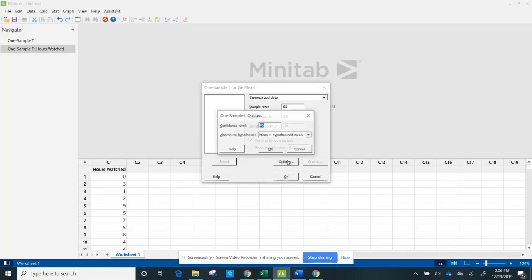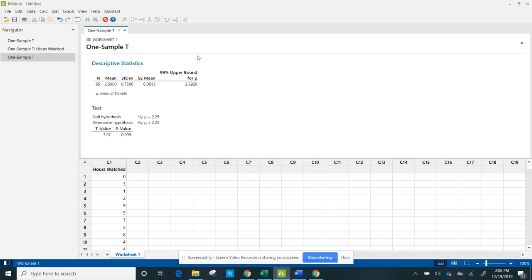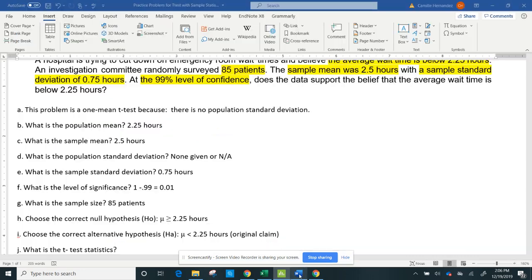So go to Options, 99 for this one, because remember I wanted a 99% level of confidence. And now the alternative is that the mean is less than the hypothesized mean. Not greater than, not not equal, less than. Hit OK and hit OK. And I'm given a lot of stuff. I've already got my sample size, sample mean, and sample standard deviation, and I don't need those again because they were already given to me. What I need is this down here, and I'm going to copy it and put it on the document.